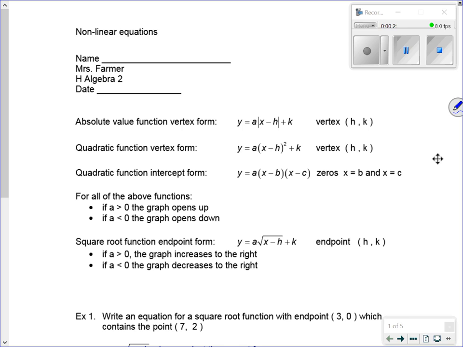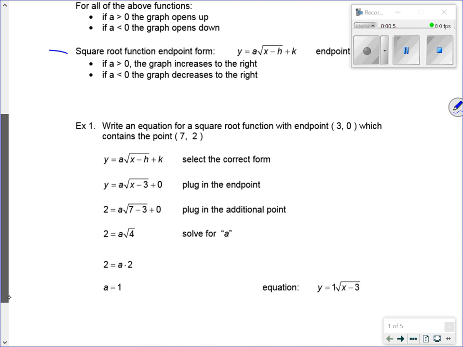These are the forms that you're supposed to know: the absolute value form, the quadratic function in vertex form, in factor or intercept form, and then the square roots. These are the ones that we're going to work with for this. We can also work with the ax squared plus bx plus c, but it's actually a little bit harder. So we're going to work with these two. Okay? So here's the first example.